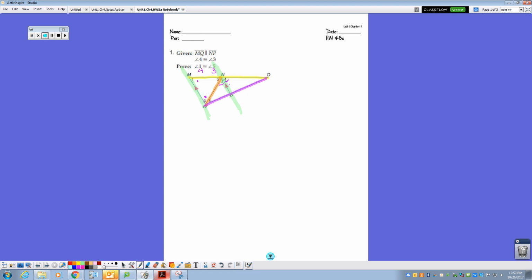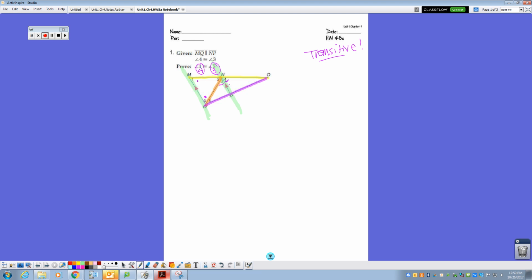And now if I look, there's my given. That 4 and 3, those are the ones I'm trying to prove are the same. So if I can show that 1 matches 4 and 3 matches 5, since 3 matches 4, I can make this happen. I'm linking things. That makes me think I'm going to be doing some transitive property.